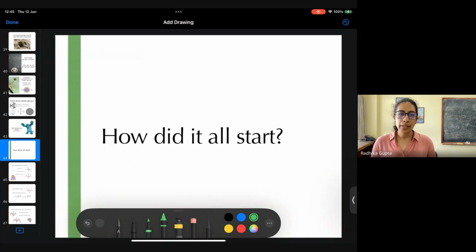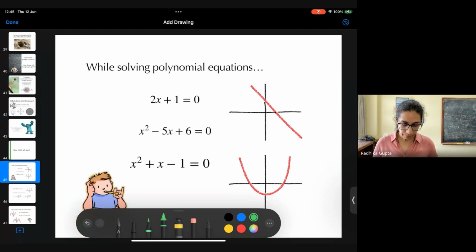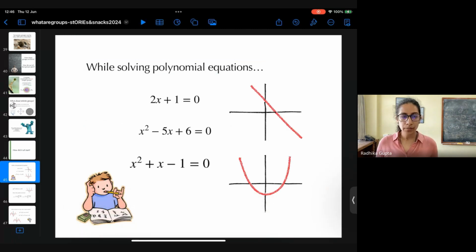But then you're like, where did all this start? How did people start thinking about symmetries? I think people were thinking about them even before. Somehow inherently we see symmetries. Maybe even cave people were thinking about symmetries, even though they didn't have the language to talk about groups. So when did this language of groups start? It actually started by someone trying to solve polynomial equations.